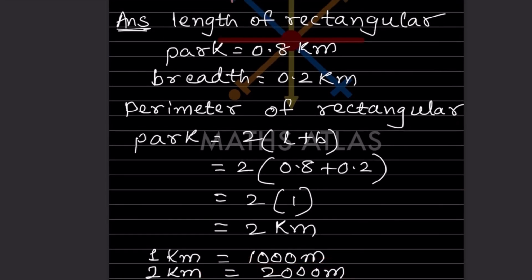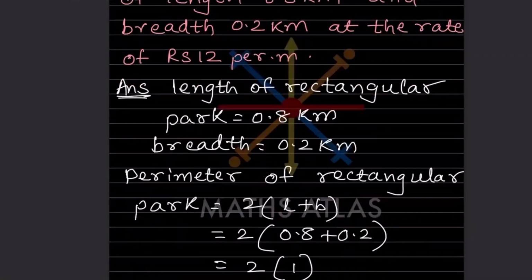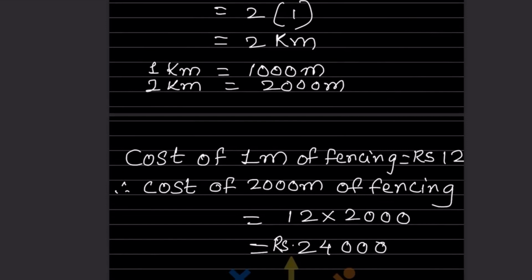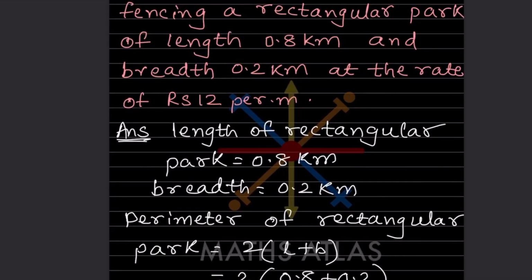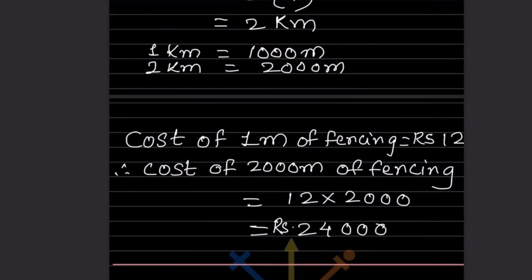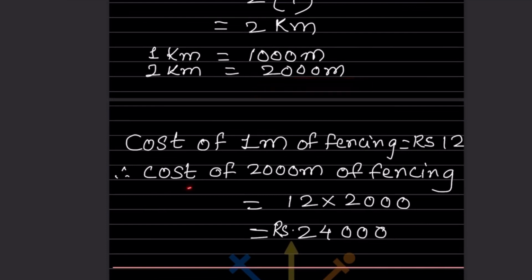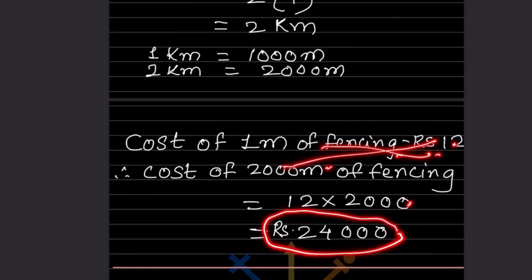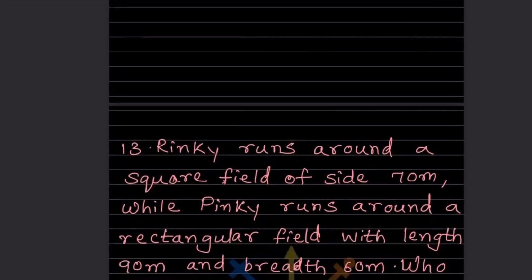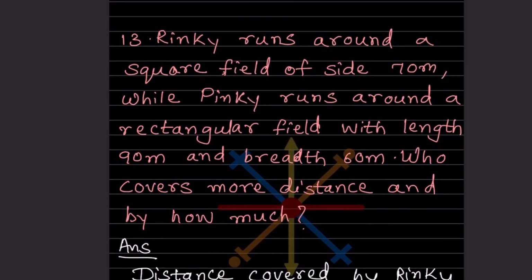So now what will we do? We want the cost, find the cost. So find the cost of 1 meter of fencing is given as, this is given 12. So you want the cost of this 2000. Cost of 2000 means again you are going to cross multiply. So 2000 into 12, that is 24,000 rupees.